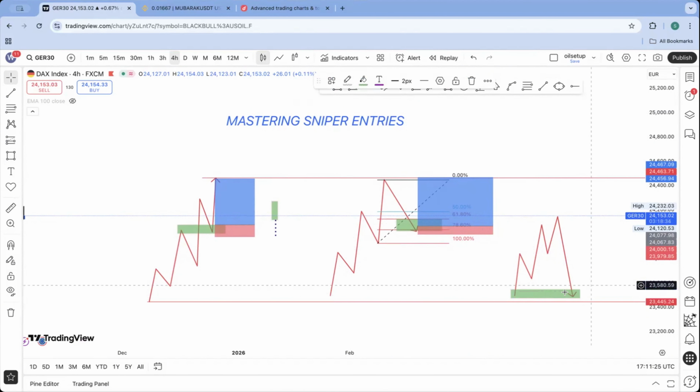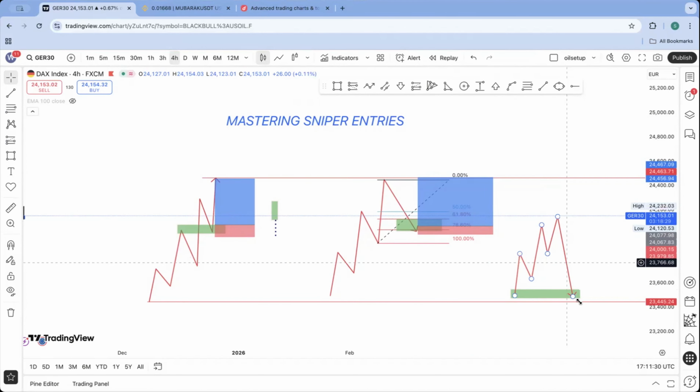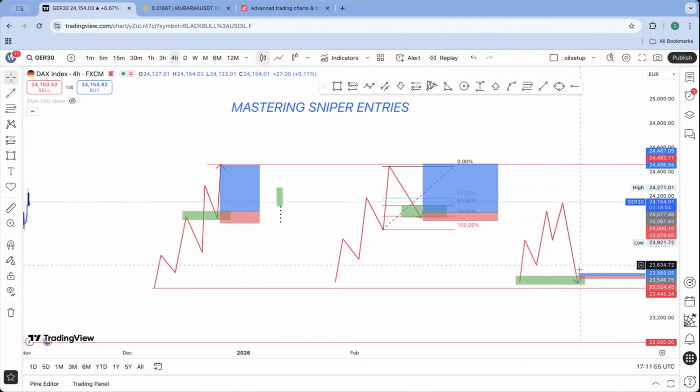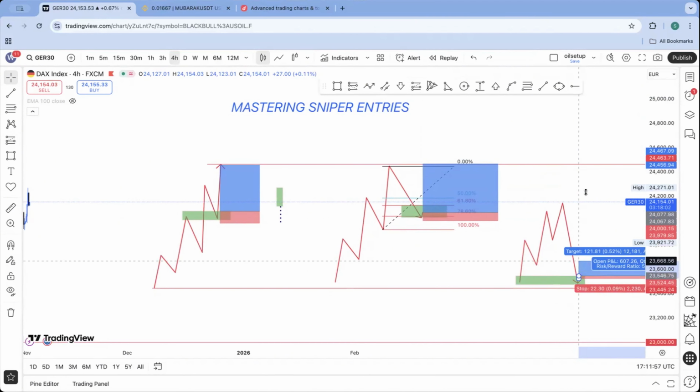When it comes here, you just don't want to buy and expect it to go up. What you do is you wait for candlestick confirmations, which are your hammer, your engulfing candles, and then the tweezers. And once we are able to find those candlesticks, then you can take your entry right at this low here and target the high.